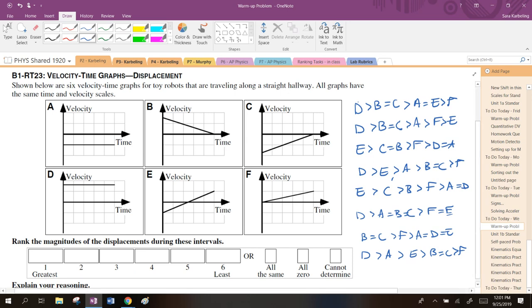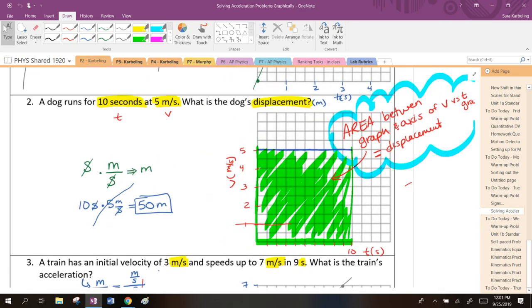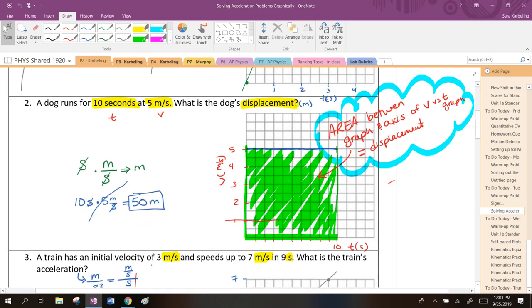I suggested that you look at the solving acceleration problems and look at question number 2, and it looked like this or something similar. Do you remember in number 2, we had the dog that was running 10 seconds, 5 meters per second. What's the dog's displacement? And we put this big thing in a big blue box. It says the area between the graph and the axis on a velocity versus time graph is the displacement. That is the key to answering this warm-up question. Okay? That is the key.